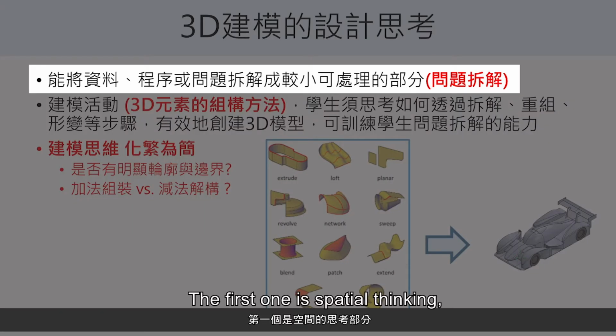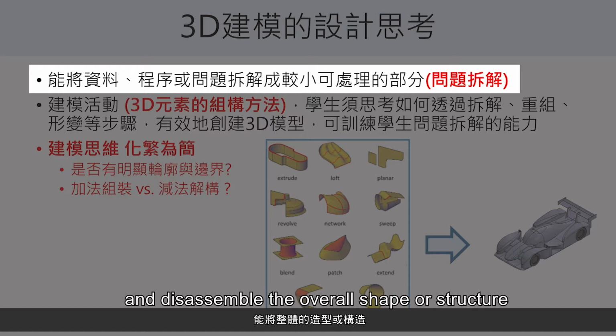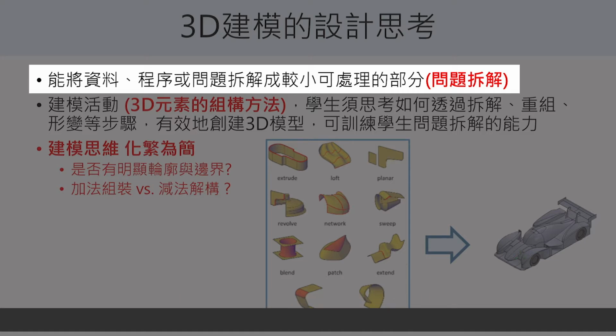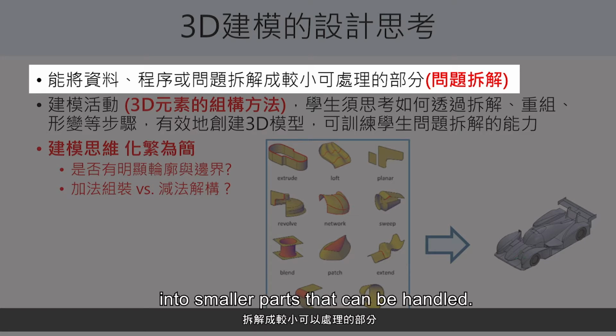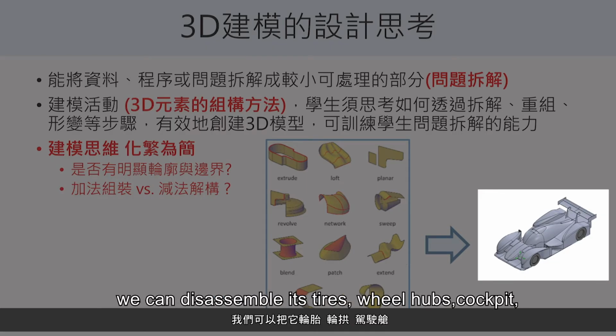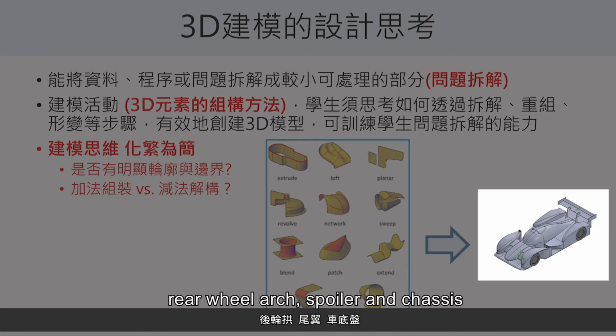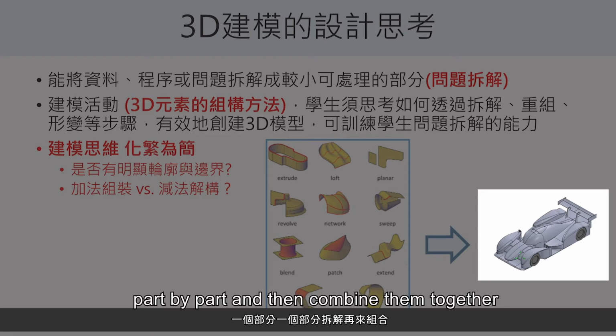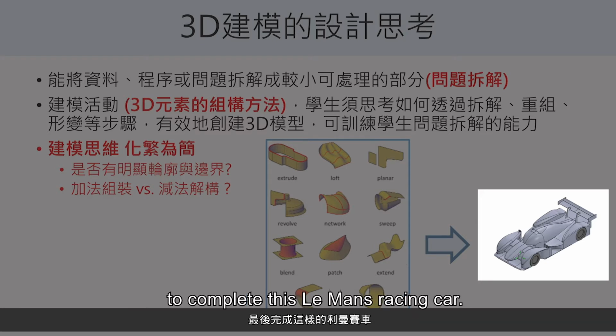The first one is spatial thinking. You need to learn to dissect the problem and disassemble the overall shape or structure into smaller parts that can be handled. For example, this Le Mans racing car at the lower right corner, we can disassemble its tires, wheel hubs, cockpit, rear wheel arch, spoiler, and chassis, part by part, and then combine them together to complete this Le Mans racing car.